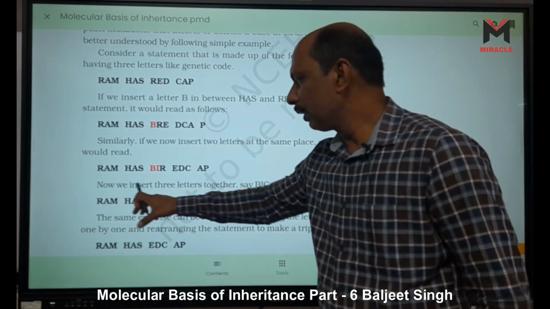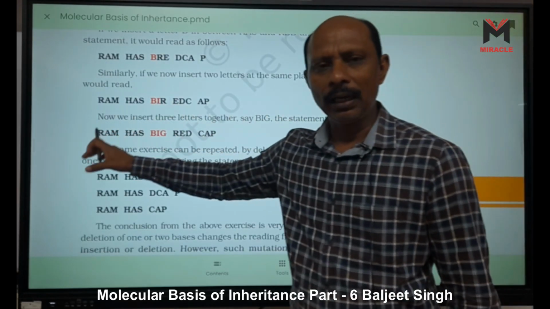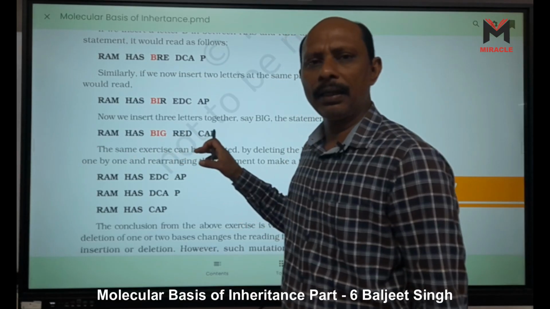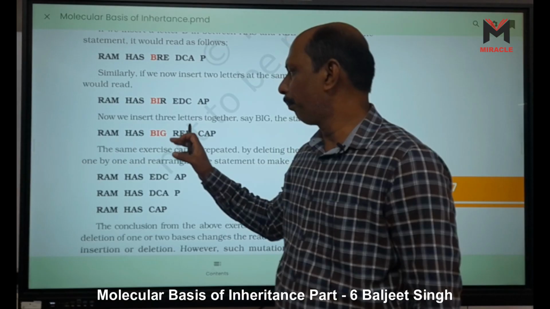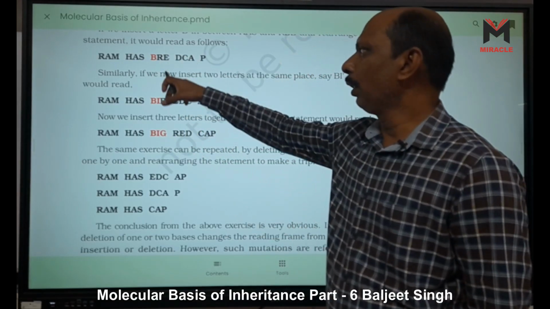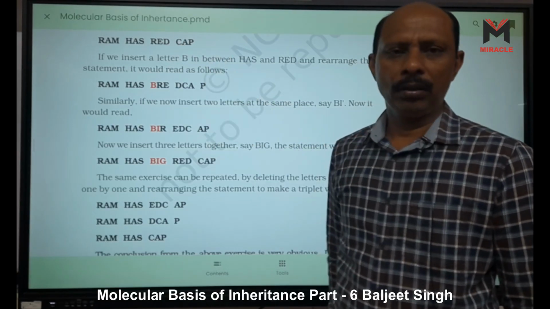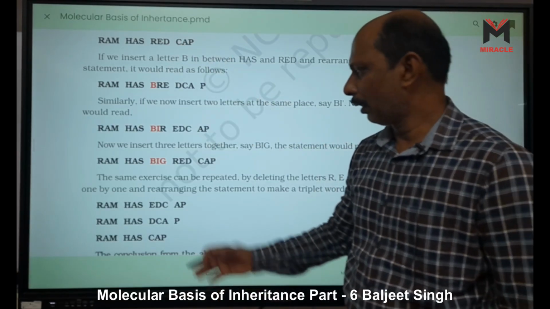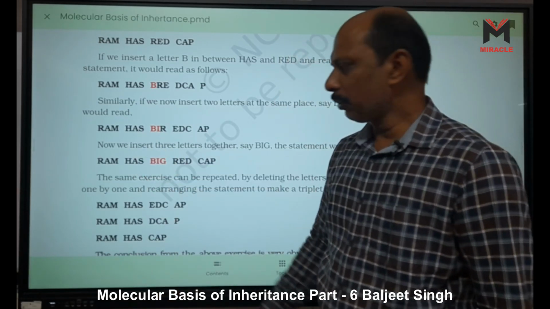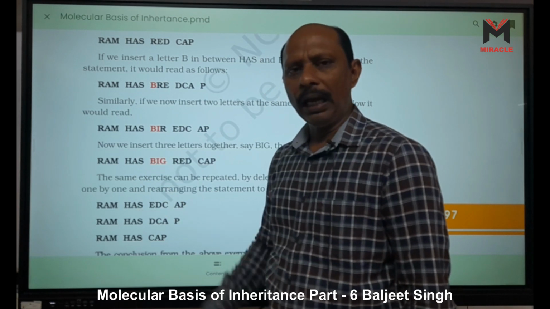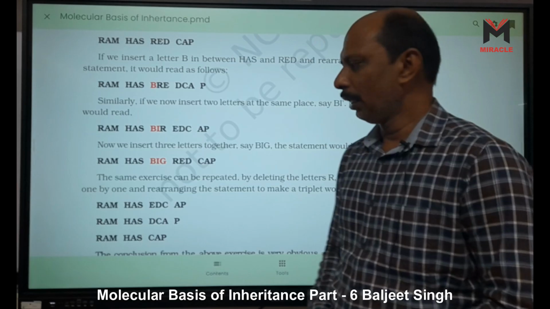But now we insert three letters together, say "big." The statement would be read as "Ram has big red cap." Now here you understand, "Ram has" is the same genetic code, and "red cap" is the same genetic code which is present in our original or mother chromatin thread, but one extra genetic code is added here. That means one more amino acid is added. This one is really a point mutation, right?